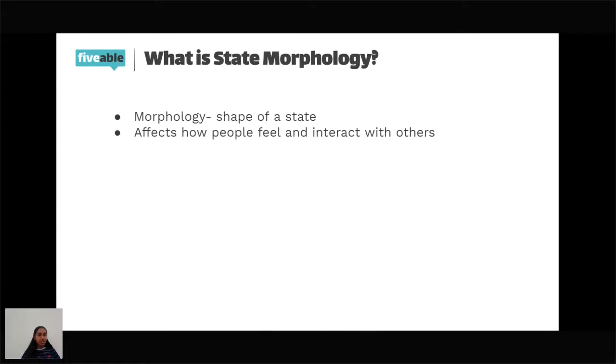So state morphology, this sounds a lot more complicated than it actually is. This is just what a state's shape is. So it's shaped like a blob or like an elongated section. And this state morphology affects how people feel and how they interact with others. So examples of this include getting goods and services.